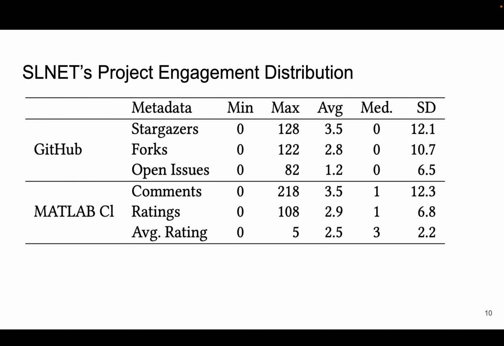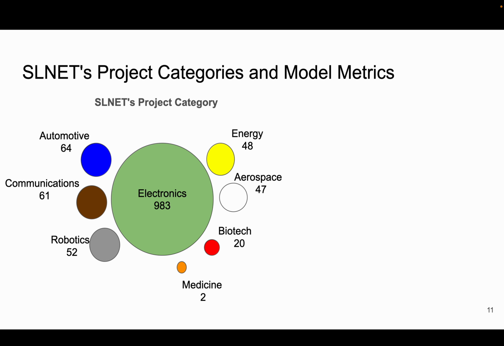Based on the collected metrics, we did a lightweight analysis of project engagement distribution. The engagement distribution in SLNET is long-tailed, as you can see in the table, meaning a small number of projects are very popular. Then we heuristically searched for keywords in project descriptions and tags, and found that the majority of our projects are from the electronics domain, but SLNET contains projects from automotive, energy, and other domains as well.